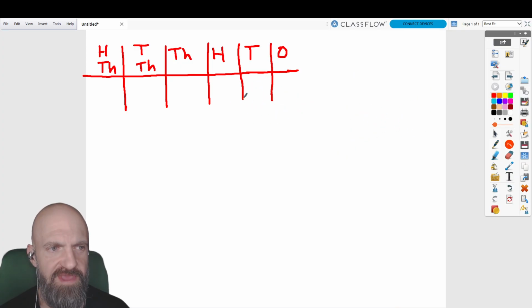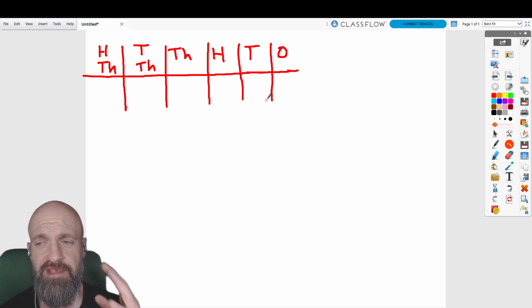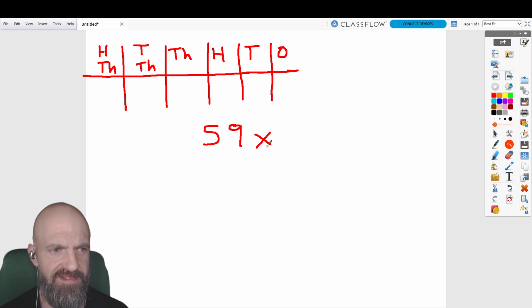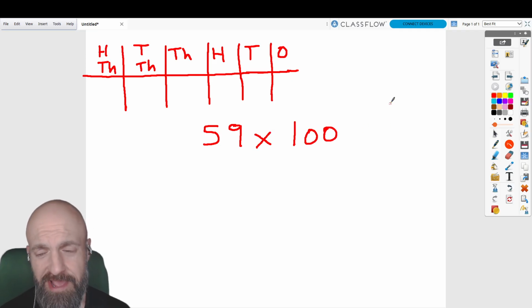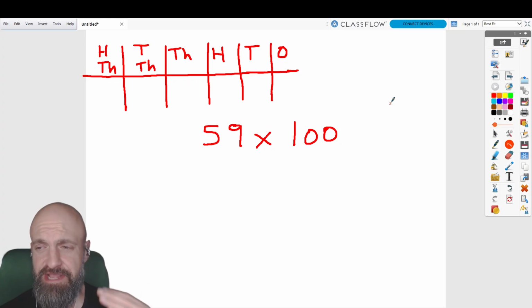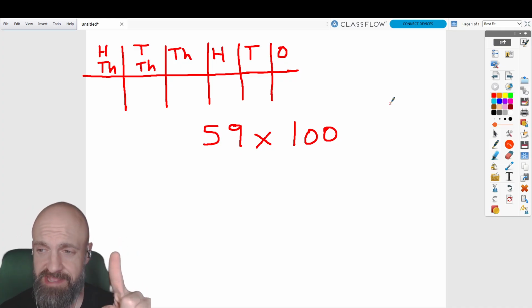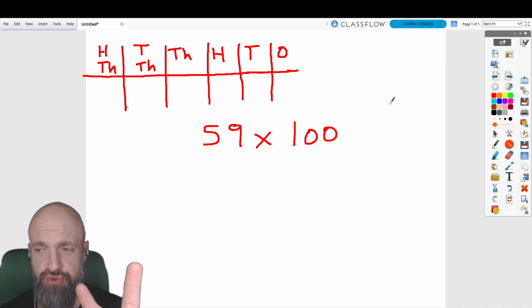So what we can do is do this without the chart. For example, let's say we had 59 times 100. As long as I know that each shift or jump is times 10, well, I know 2 jumps, 10 times 10 is 100. So 100 would be 2 jumps or 2 shifts.